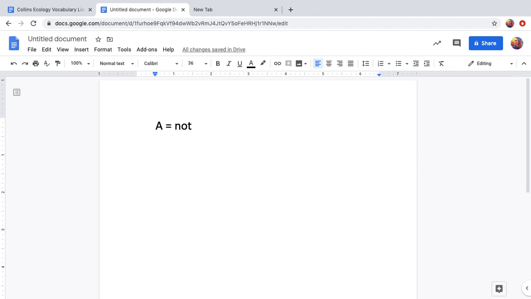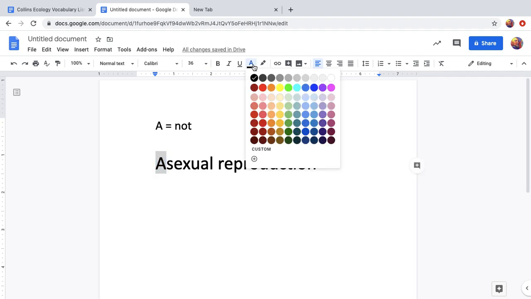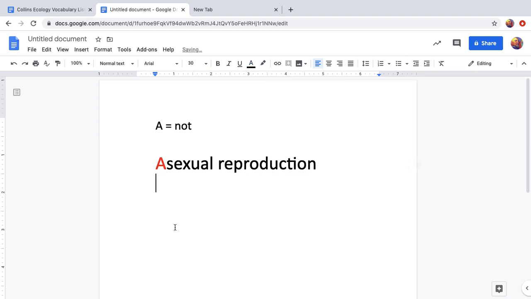So if we're talking about asexual reproduction, we know, since it has that A in there, we're saying not sexual reproduction. So it's something that reproduces without undergoing sexual intercourse, right? So when we see that A, we know that it means not.